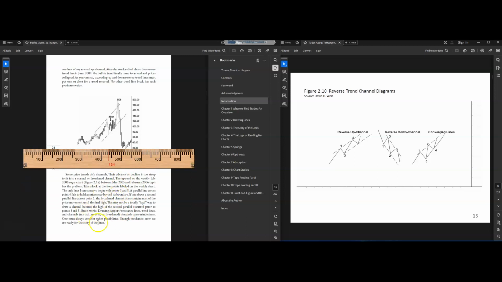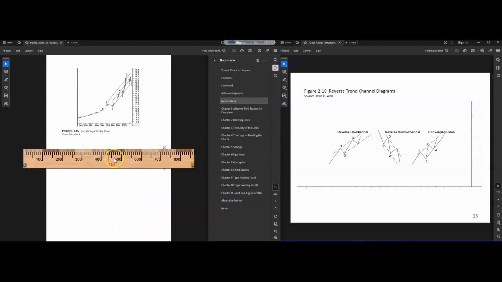All right, so we're done with all of this. You know how to draw a trend line, right? The whole point, if there's anything new besides what most folks already know, is that you can draw a trend line, and then another trend line on top, in an up channel. If those lines are converging, it means there's a shortening of the thrust, with possible reversals coming. Drawing support, resistance lines, trend lines, and channels, normal, reverse, or broadened, demands open-mindedness, etc.